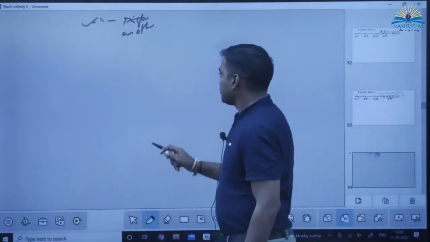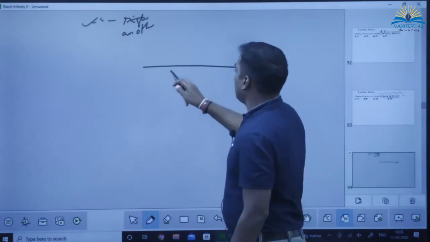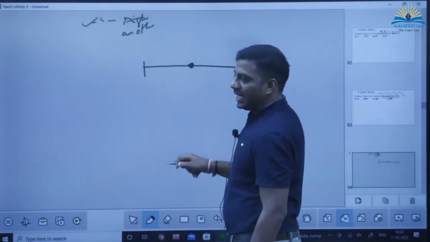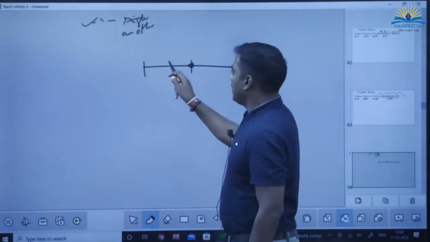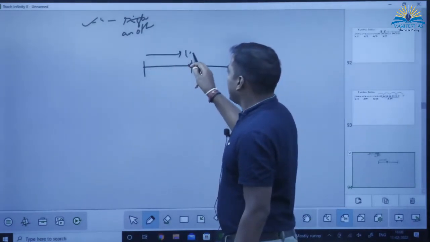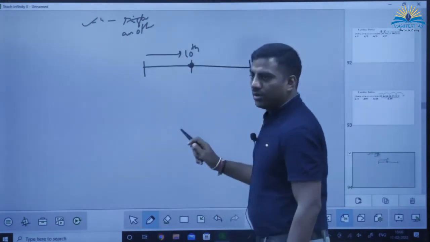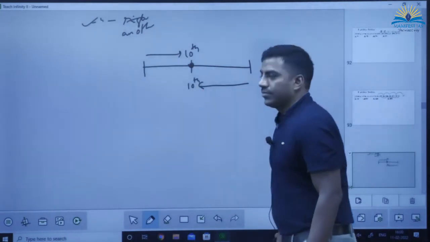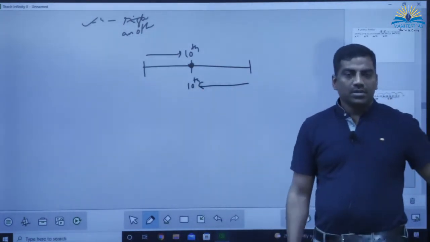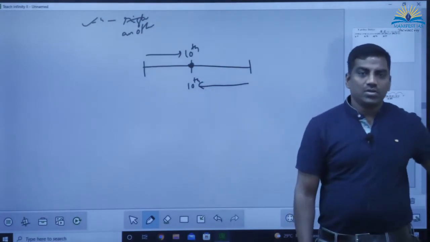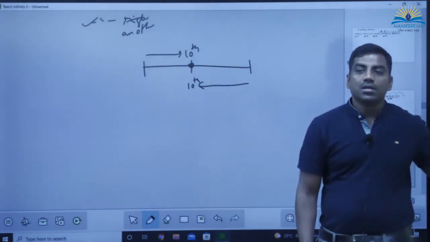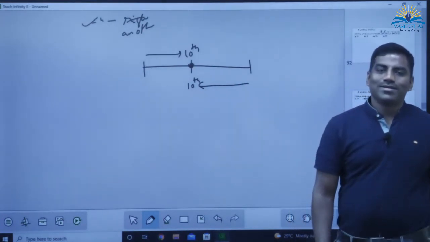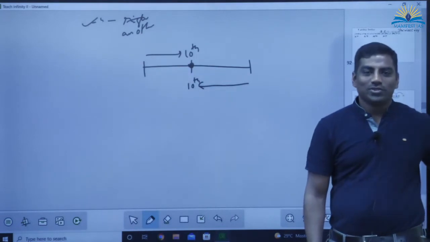For example, if this is a row, you will tell me some person is standing. You will tell me this person is 10th from the left and also 10th from the right. Then how many persons are there in the row? 19 or 20 or 21? How many?